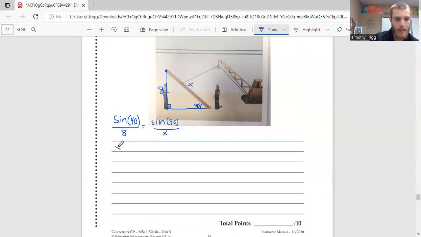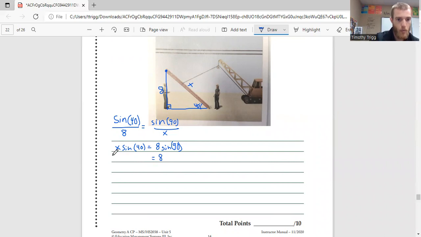From here, we could cross multiply. So that's going to be x times sine 40 equals 8 times sine 90. Okay, so I'm going to do 8 times sine of 90. And you should just get 8. And there's a reason for that. Sine of 90 is 1. So it's really just 8 times 1 there. So this just gives you 8.